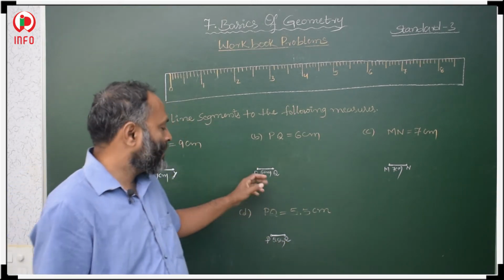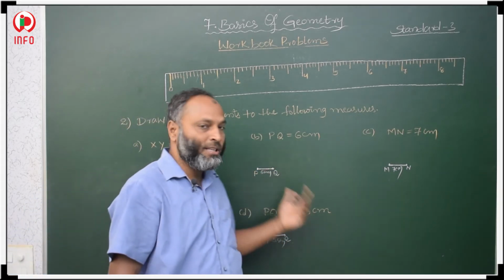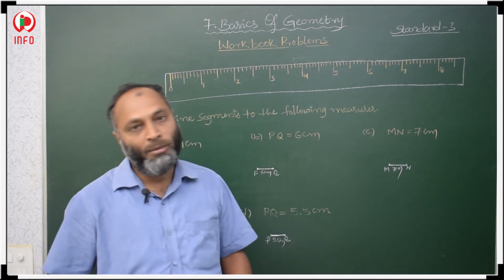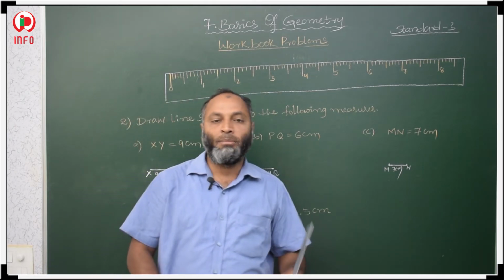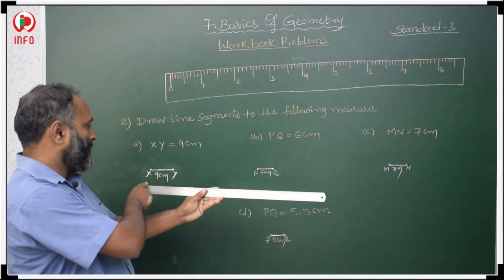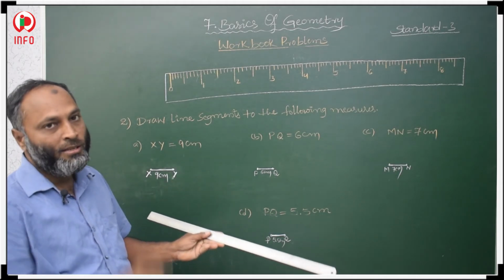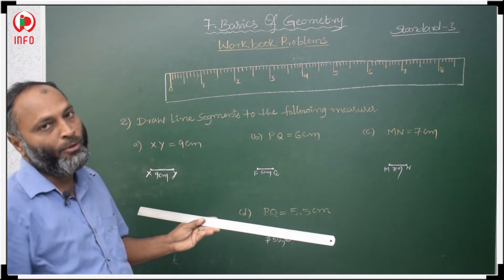This line segment is very small on the board, but in your textbook it looks very big, okay. So first we have to keep the scale horizontal, and first mark a point at 0, and after that check how many centimeters are given here. So the second point we have to locate on that point.